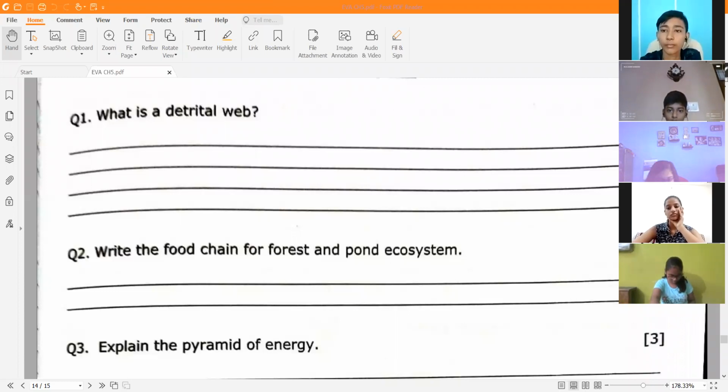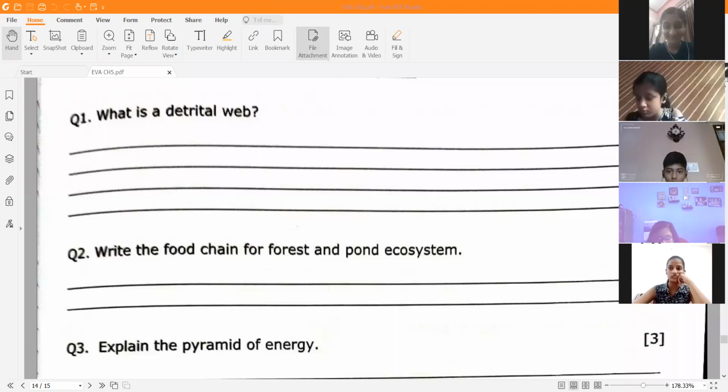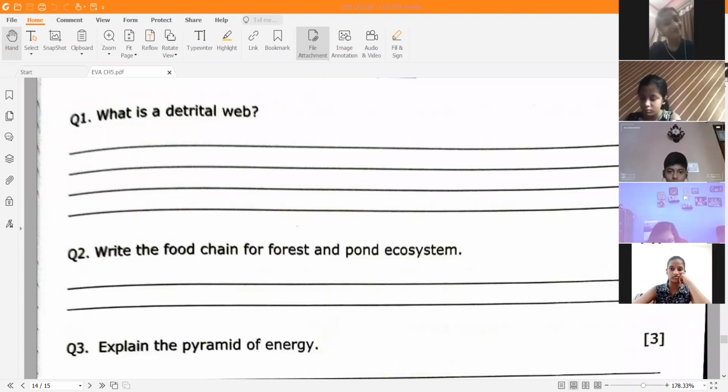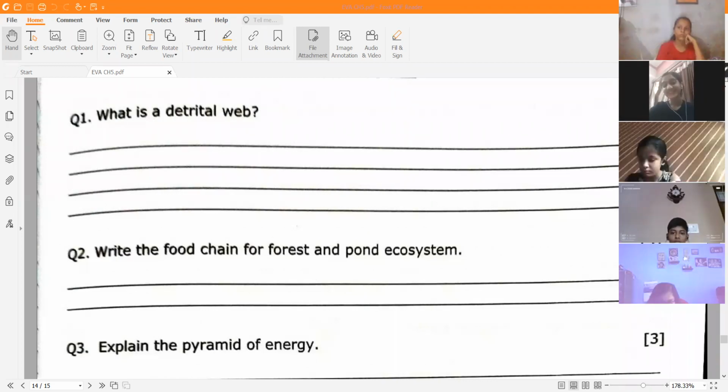Yes, ma'am. Grass is eaten by cricket, and cricket is eaten by frog, and frog is eaten by snake. Child, cricket is an organism of a pond. Ma'am, it sometimes sits on plants that float.